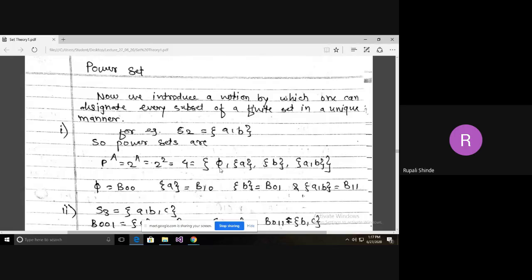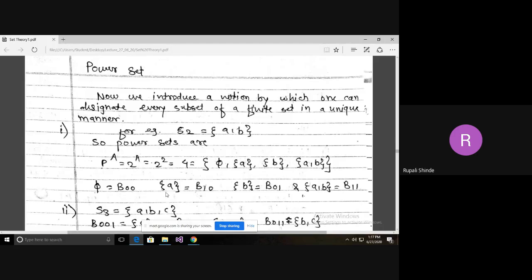Here we have to consider the binary representation. Phi means an empty set, so phi can be represented as B00. This first 0 is for A and this other one is for B. It means nothing is present in phi, neither A nor B. That's why it is represented by phi.